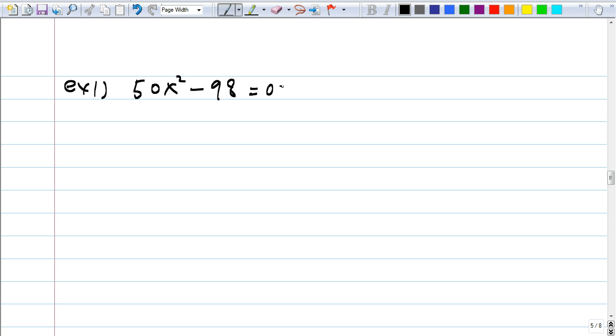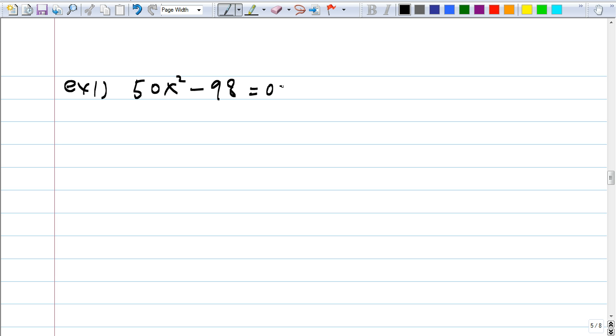Divide by 2. Divide both sides by 2? Okay. Then you want to factor? Is this a difference of squares? Okay, so if you saw that, then that's what you could use. Very good.